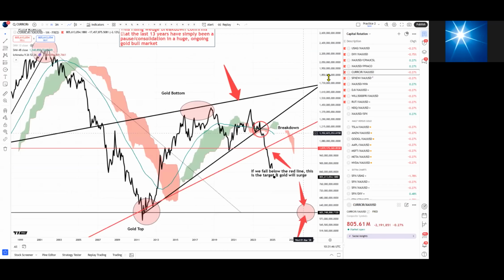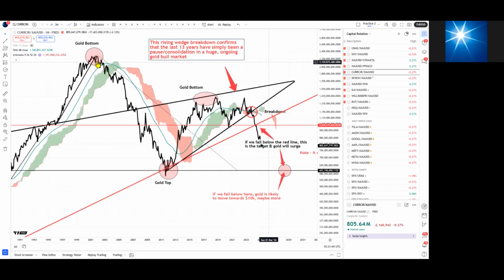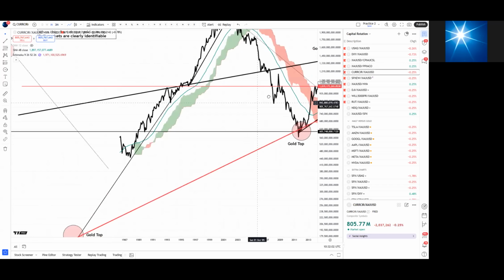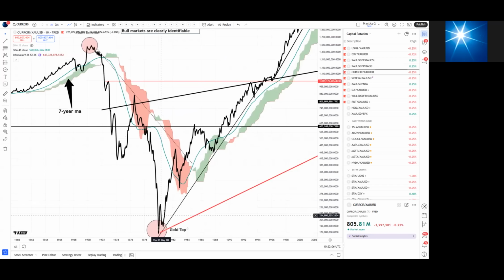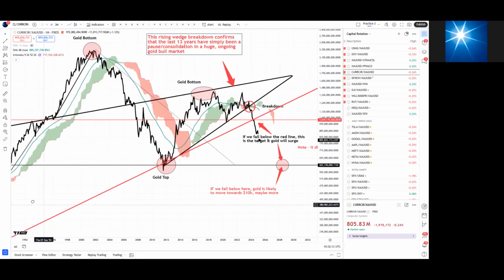Looking at currency in circulation versus gold, currency in circulation has broken down versus gold, and as you can see, that happens when gold is in a huge bull market. Gold moved from 2001 to 2011-12, and this chart plunged as gold rose hundreds of percent. And the same thing happened, as you can see, in the 1970s, when gold rose thousands of percent. This chart plunged as gold was outperforming currency in circulation.